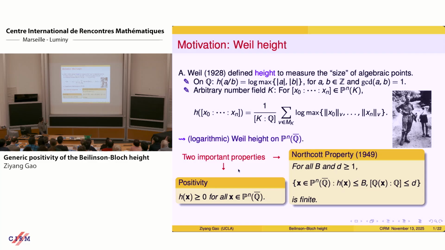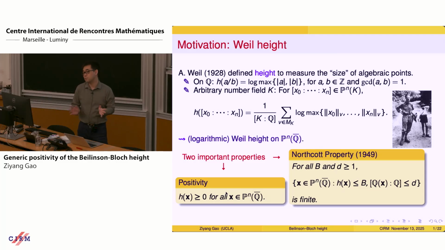And there are two important properties. Neither of them is hard to prove, but they are very important. The first one is that this height is always non-negative, and we know which points have height 0. They correspond to the points where all the coordinates are either 0 or roots of unity, as explained in Gabriel's talk. Now, another important property is Northcott: there are only finitely many points with bounded height and bounded degree. Again, the proof itself is not hard, but many finiteness results in Diophantine geometry boil down to this fact. So it's very important, and these two properties are the things that we're going to study for the logarithmic Weil height.